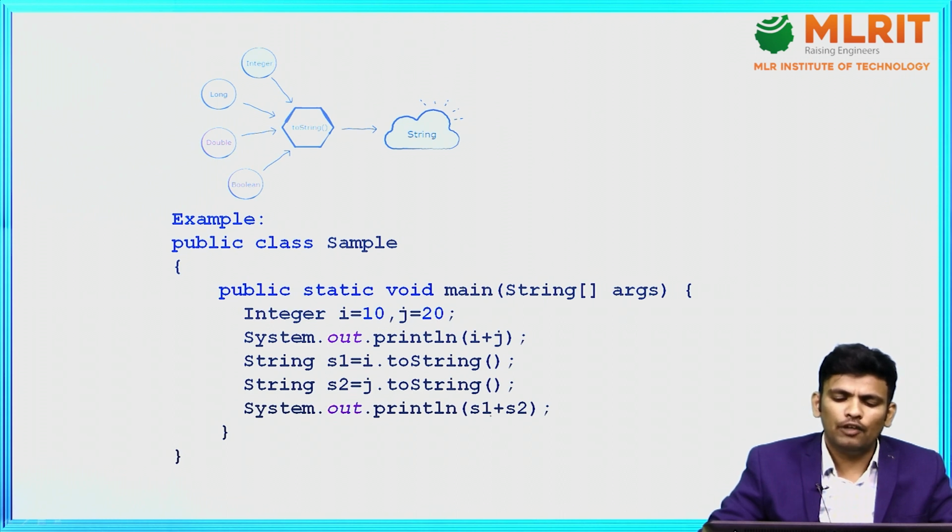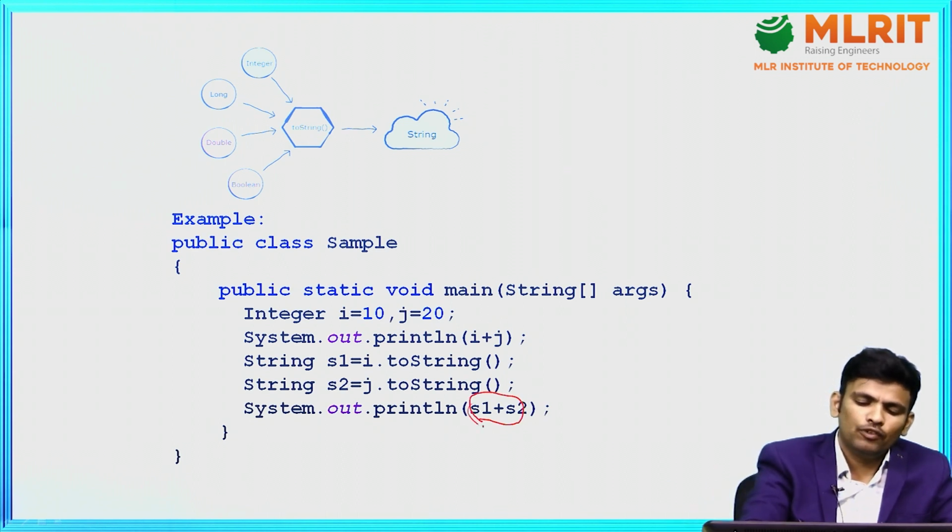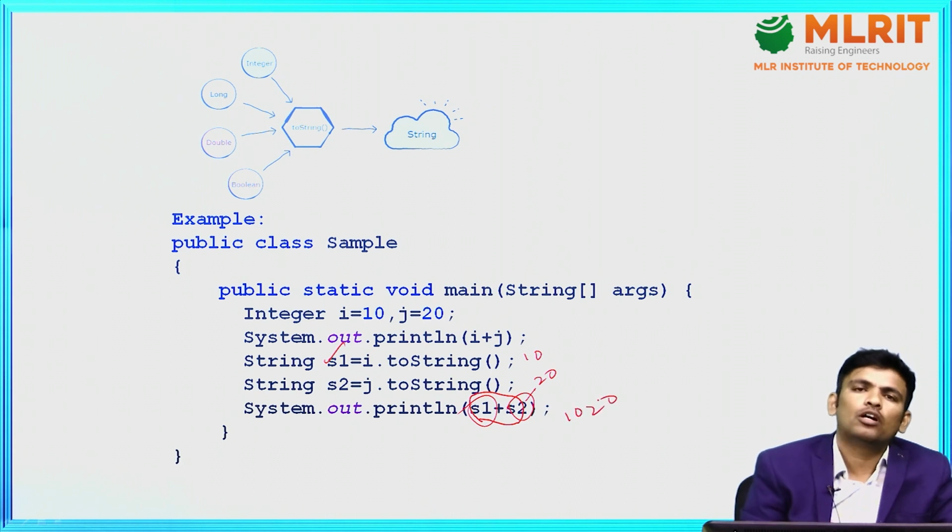Okay, if you are performing S1 plus S2 here, S1 is a string type and S2 is a string type. Here S1, which is 10, will be converted to string format, and S2 is 20. Now 10 is a string type and 20 is a string type. So 10 plus 20 will perform the concatenation operation, and it will print 10 20.